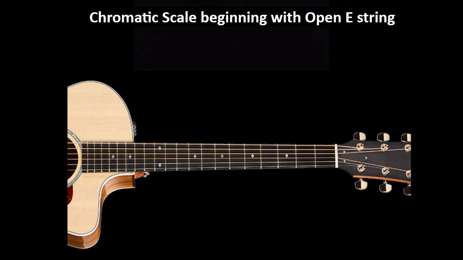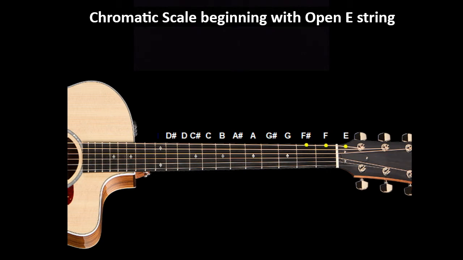Here's a chromatic scale beginning with the open E string. E, F, F sharp, G, G sharp, A sharp, B, C, C sharp, D, and D sharp. Remember, there are no relative sharps for notes B and E. In other words, there's no such thing as a B sharp or E sharp.